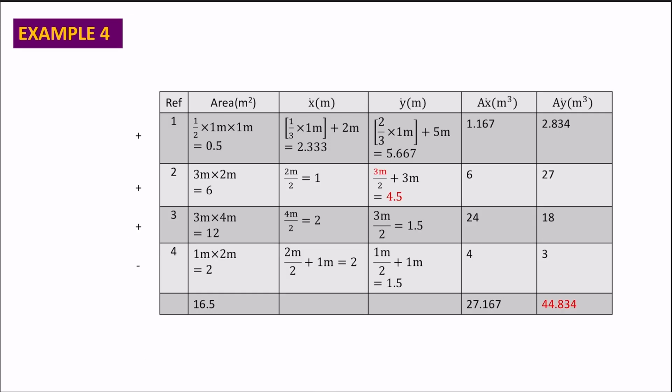The calculation is as shown here. Then we can get the value of AX bar by multiplying the value of the area with the X bar, and for the AY bar by multiplying the value of area with the Y bar.